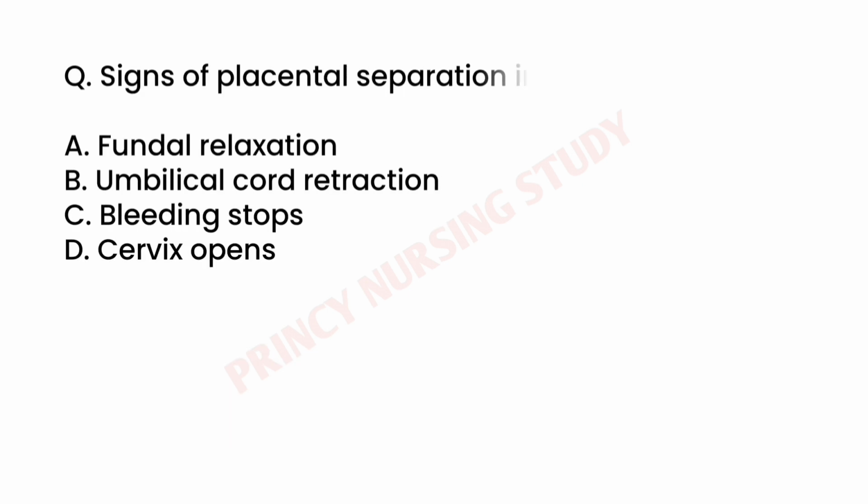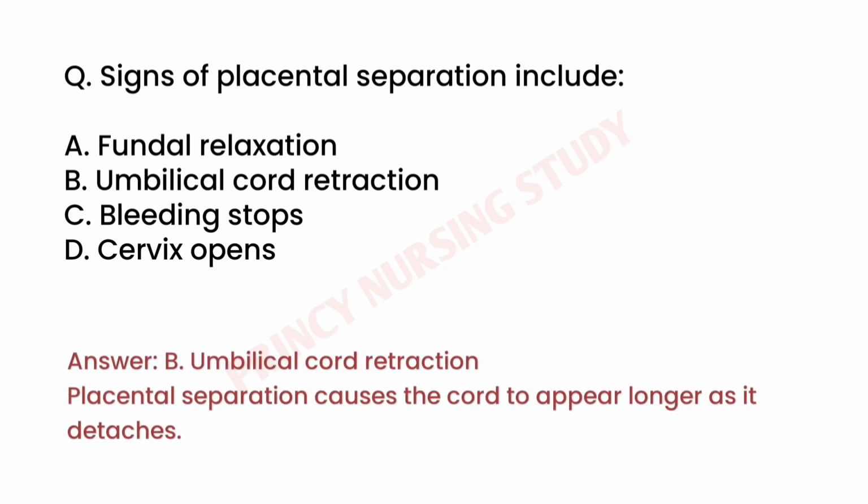Next question. Signs of placental separation include... Correct answer is B. Umbilical cord retraction. Placental separation causes the cord to appear longer as it detaches.